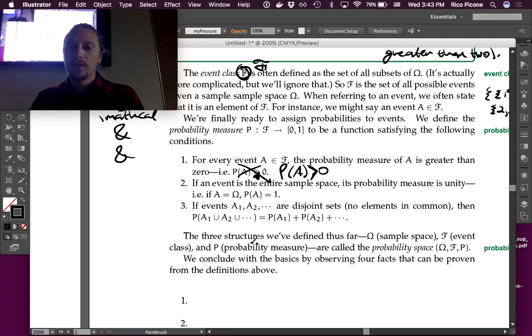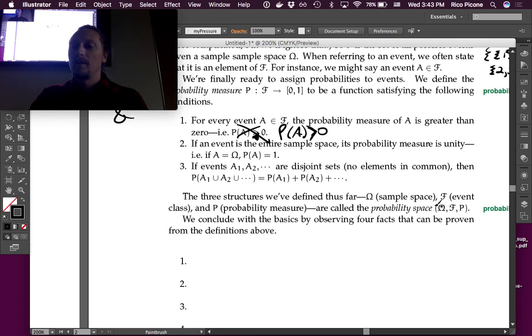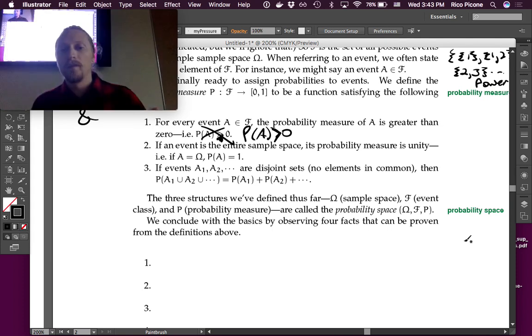Okay, the 3 structures we've defined thus far, omega, the sample space, F, the event class, and P, the probability measure, are called the probability space, which we denote omega, F, P. We conclude with the basics by observing 4 facts that can be proven from the definitions above.